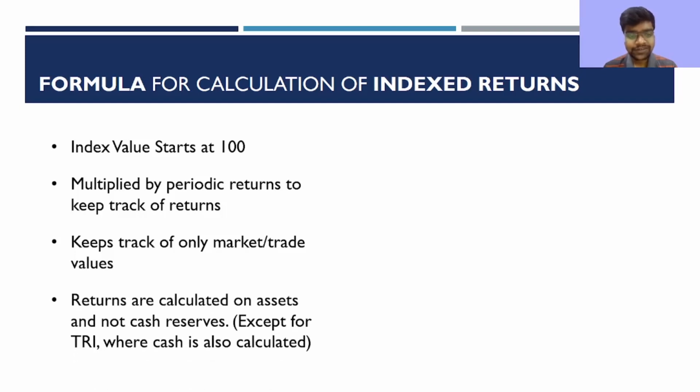And lastly, returns are calculated on assets. So for example, in our equity returns index, the returns are only calculated on the stocks as well as the gains, losses or dividends that we are receiving. However, we are not taking into account brokerage charges or cash reserves in calculating the returns. However, TRI or total returns index is an exception because over there we are also calculating the brokerage charges as well as the cash reserves.